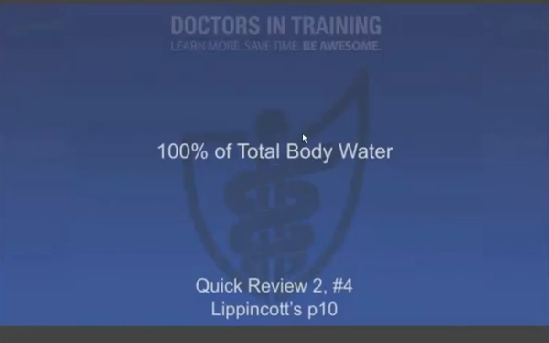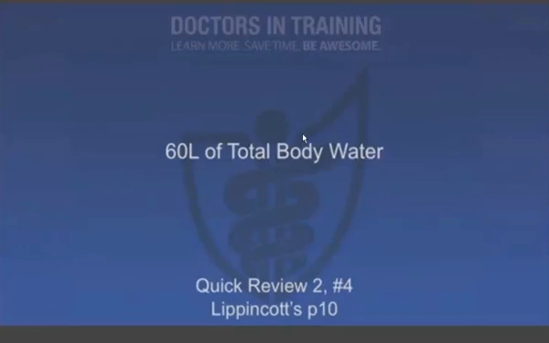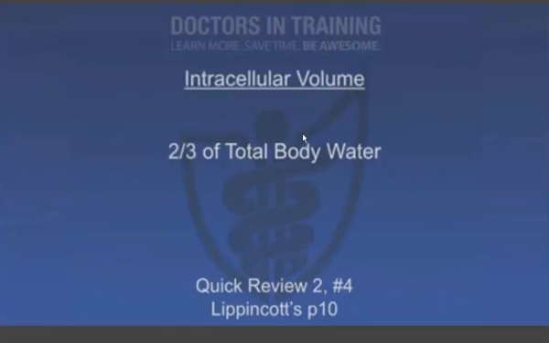Number 4, complete the following chart of body volumes below for a 100 kilogram person. We did this in lecture for a 70 kilogram person. This is important to know, how these body compartments are compartmentalized, for testing purposes. Your total body water is going to be 100% of your total body water. Liters in a 100 kilogram patient is going to be 60%. So 60% of your mass is water, right? Total body water. So this is going to be 60 liters.